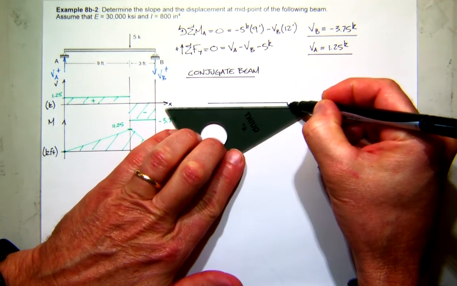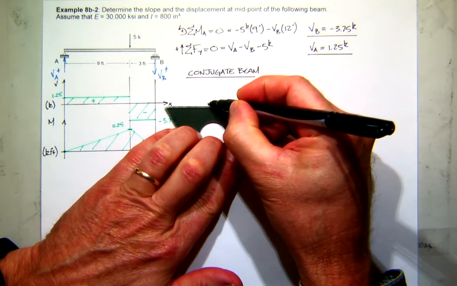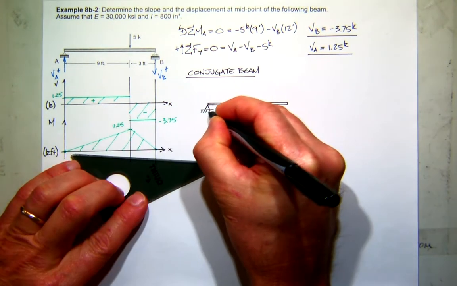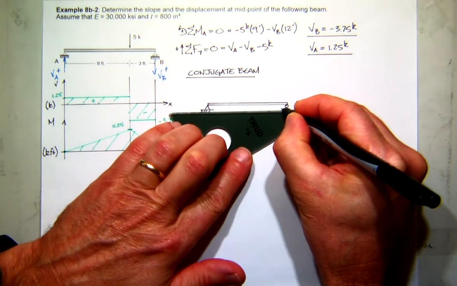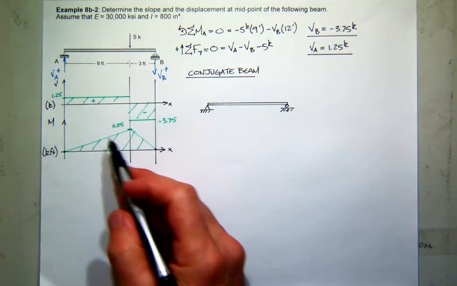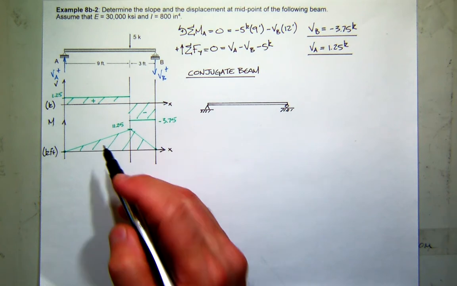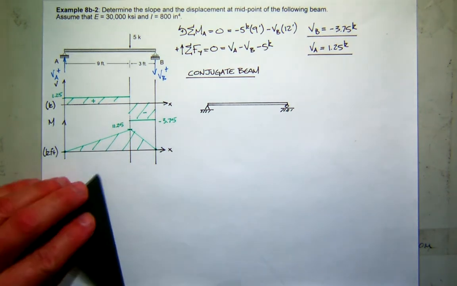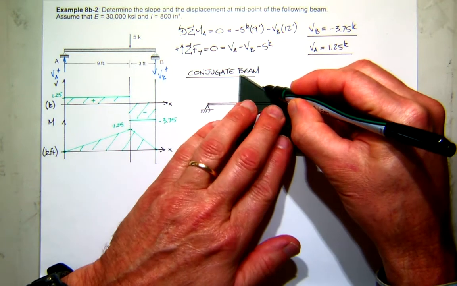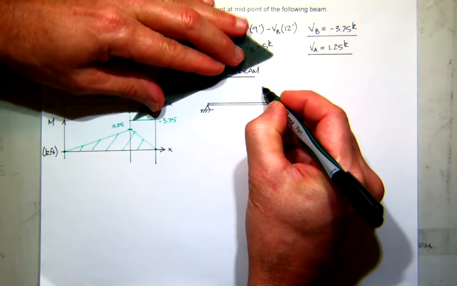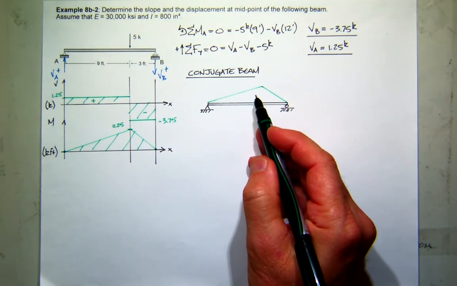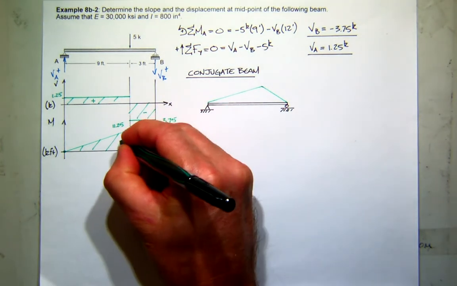So I've got a beam 12 feet long with a pin and a roller. So that's my geometry. And then I apply as load my moment diagram divided by EI. So I'm going to come over here and apply my moment diagram. It's the same shape. Now this is positive moment.